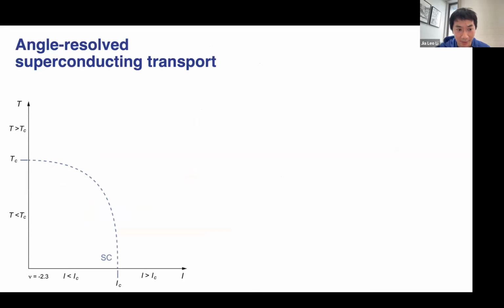So to show that, I plot this phase diagram that's measured in twisted trilayer graphene, in the superconducting phase, right?